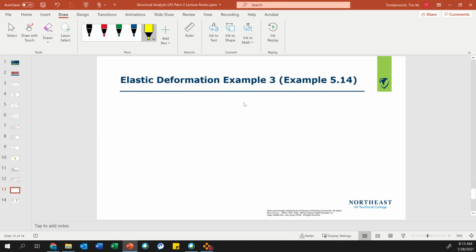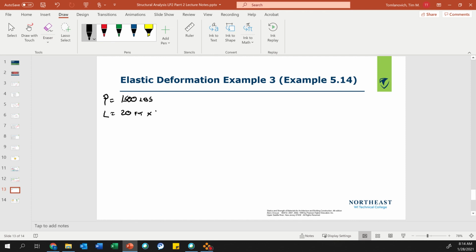All right, example 3, 5.14. I'm on page 283. It says a heavy chandelier weighing 1,500 pounds. So as I'm reading this, that's a P, right? Chandelier, so it's hanging, so that means we're in tensile stress, right? P equals 1,500 pounds. Okay. Is suspended from a roof of a theater lobby. The steel pipe from which it hangs is 20 feet long. So L equals 20 feet.